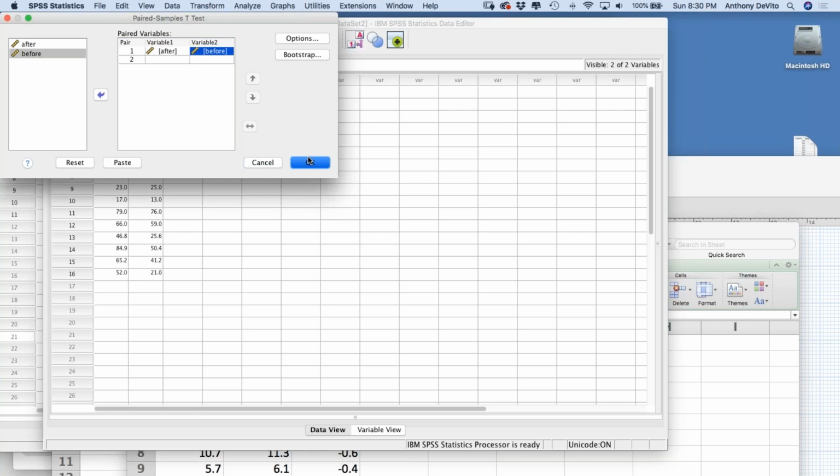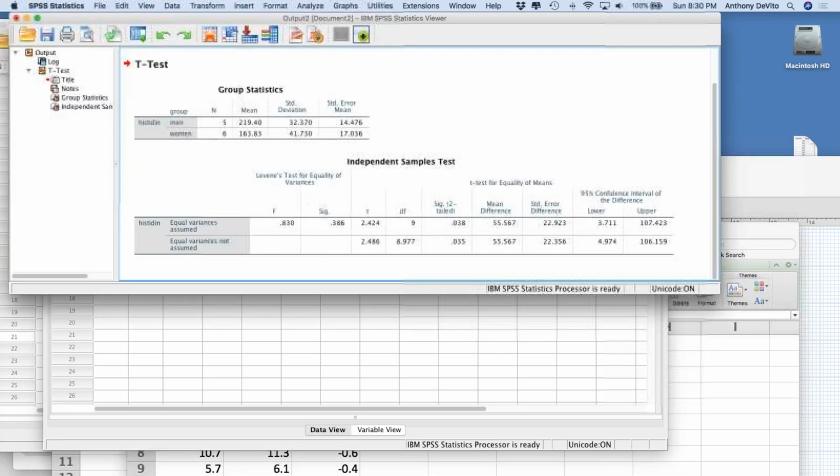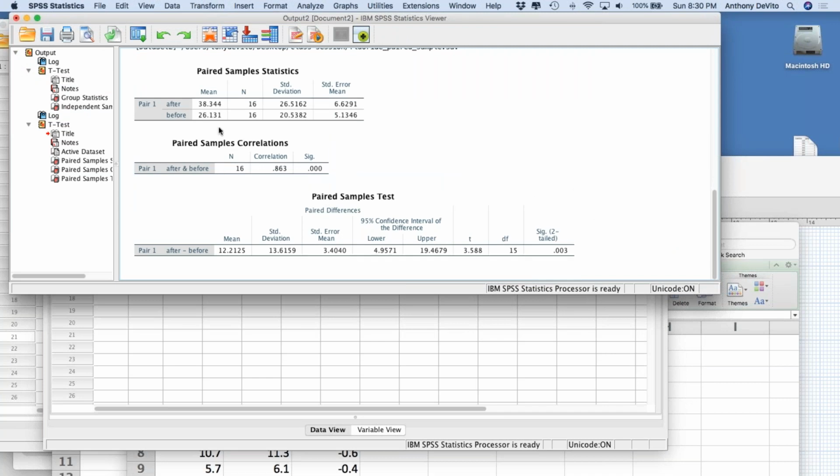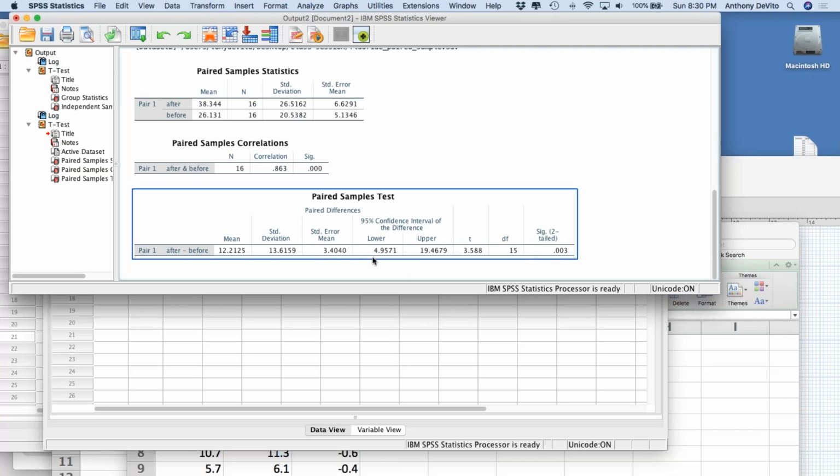And an output window should come up here, and here's our output window. Notice that there are no two rows here. It's only a single row because we're only comparing the single sample to the value 0, and our t-score comes up just the way that we found it before, which is equal to 3.58. Notice our mean, our standard deviation, our standard error, same thing we calculated in Excel, and our t-value is 3.8588.